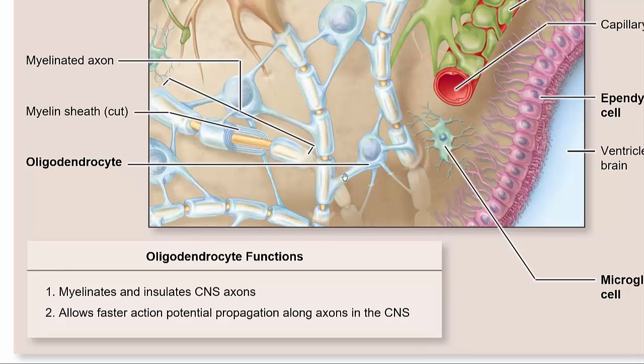Next is looking at the oligodendrocytes. The role of the oligodendrocytes is that they help to myelinate the axons of certain types of neurons. Myelination, which we'll go further into later, helps to protect the neuron, but then also allows for the neuron to send signals a lot faster.